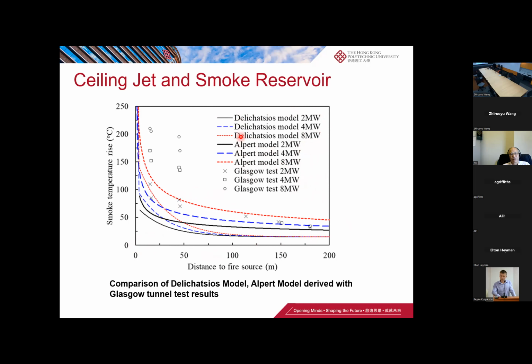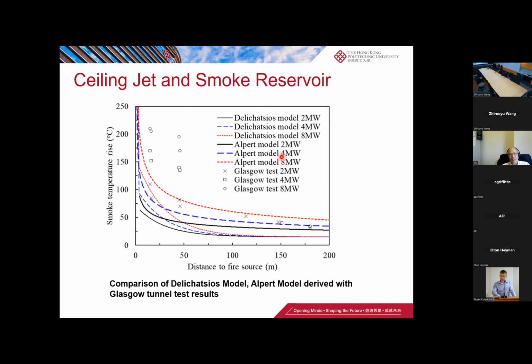from the Albit model, and also compare with the Daily Gases model. So this is the Daily Gases model. These 3 lines are from the model we developed, and this is the experiment data we got from the literature. This comparison gives us some confidence in the model we developed, as it provides a trend of the temperature measurement. This is for the 2 megawatt fire, this is for the 4 megawatt fire, and they have 1 point here for the 8 megawatt fire.